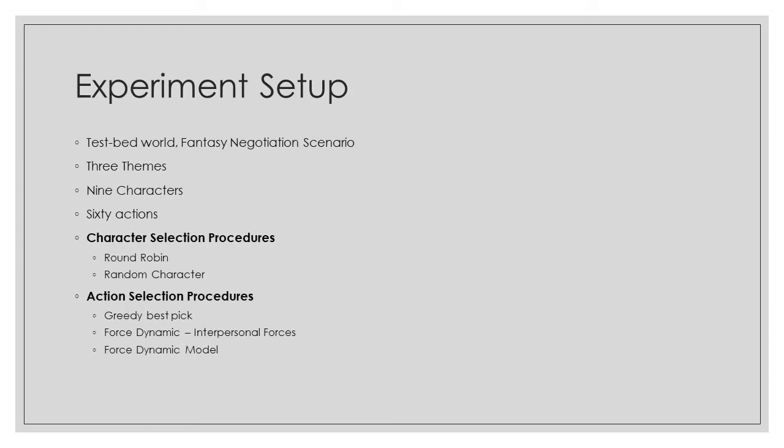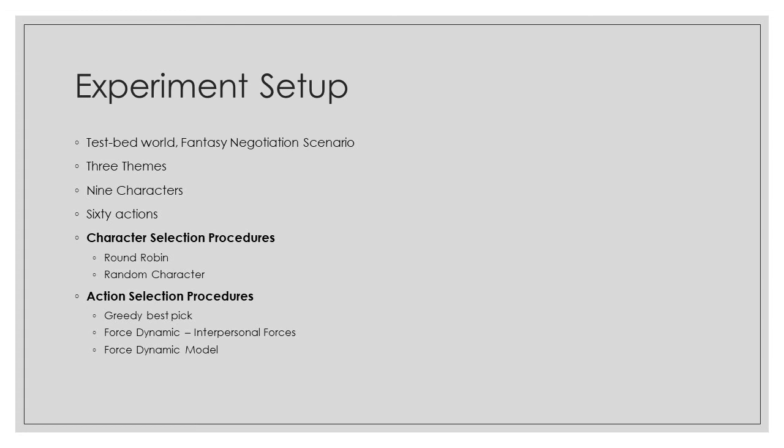We created a testbed world designed to emulate a set of negotiations in a fantasy world. This testbed has 3 propositions, 3 themes, 9 characters, and 60 actions. We want to test the system according to 2 variations.